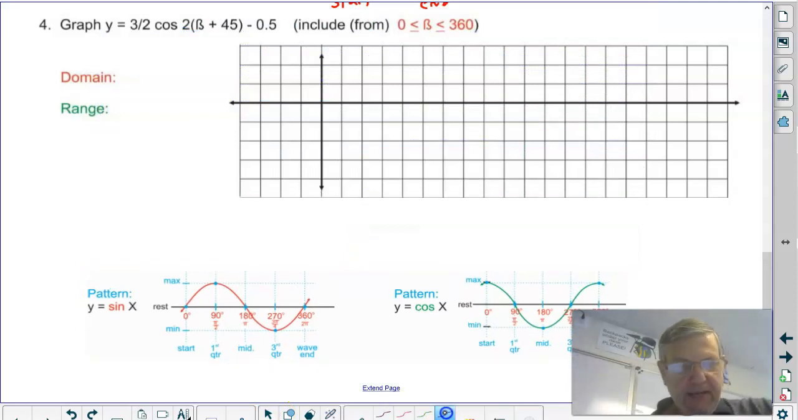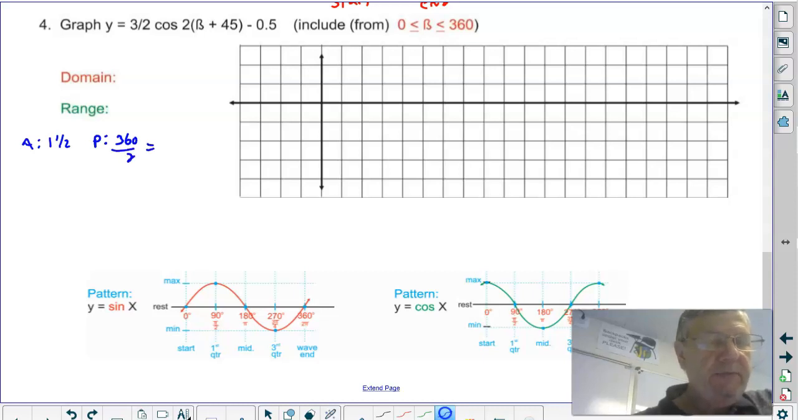All right, in this one I asked for the domain and range as well. And so again we have to list everything. I'm going to do it down here. My amplitude is 3/2 or 1.5. Boy, you guys struggle with 3/2. I don't know why. All right, what is my period? It's 360 normally for the cosine, divided by 2, so it's 180.